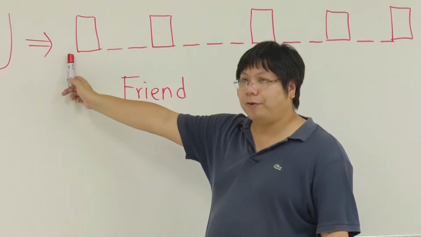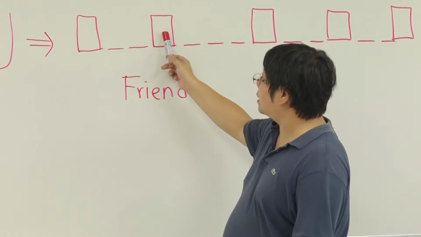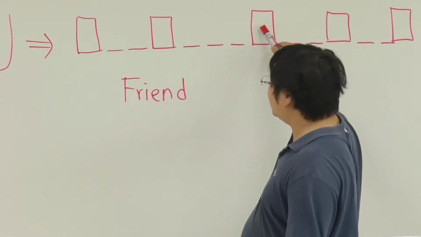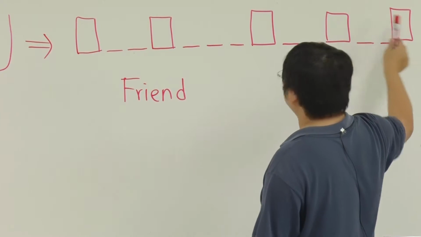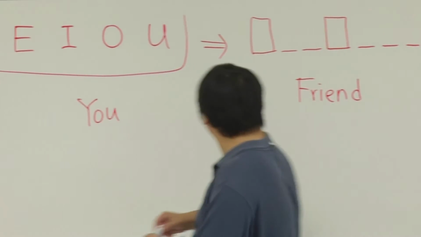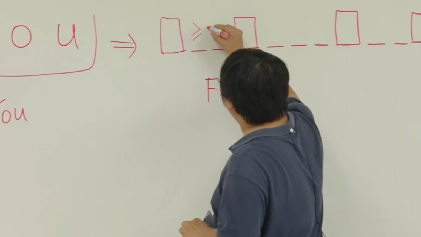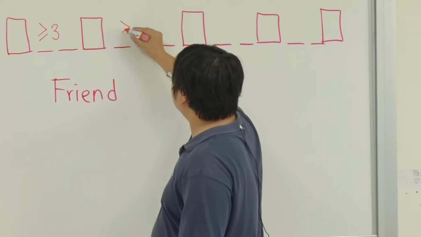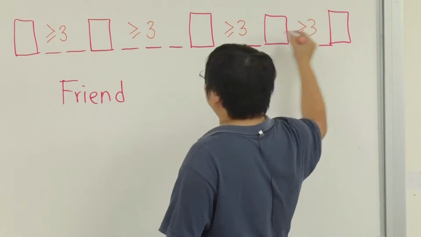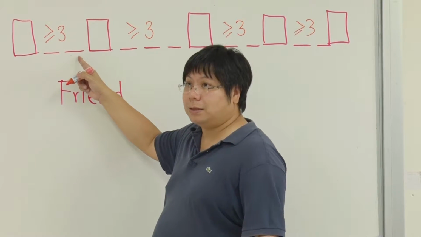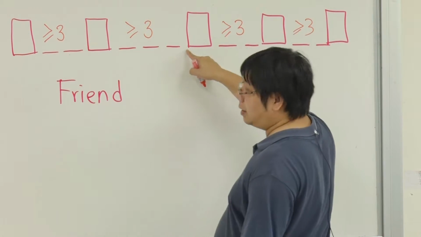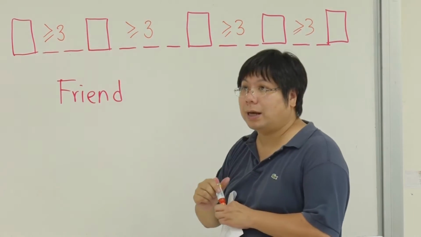So there are no blanks before the first letter, but between the first and the second, there should be some blanks. Between the second and the third, there should be some blanks. Here, there should be some blanks. Here, there should be some blanks. Is that okay? Now, the requirement here is that you need to have at least 3 blanks between any 2 letters. So my example is not that good. So there are just 2 blanks. This is not okay. But we need to have at least 3 blanks here, at least 3, at least 3, at least 3. Is that okay?